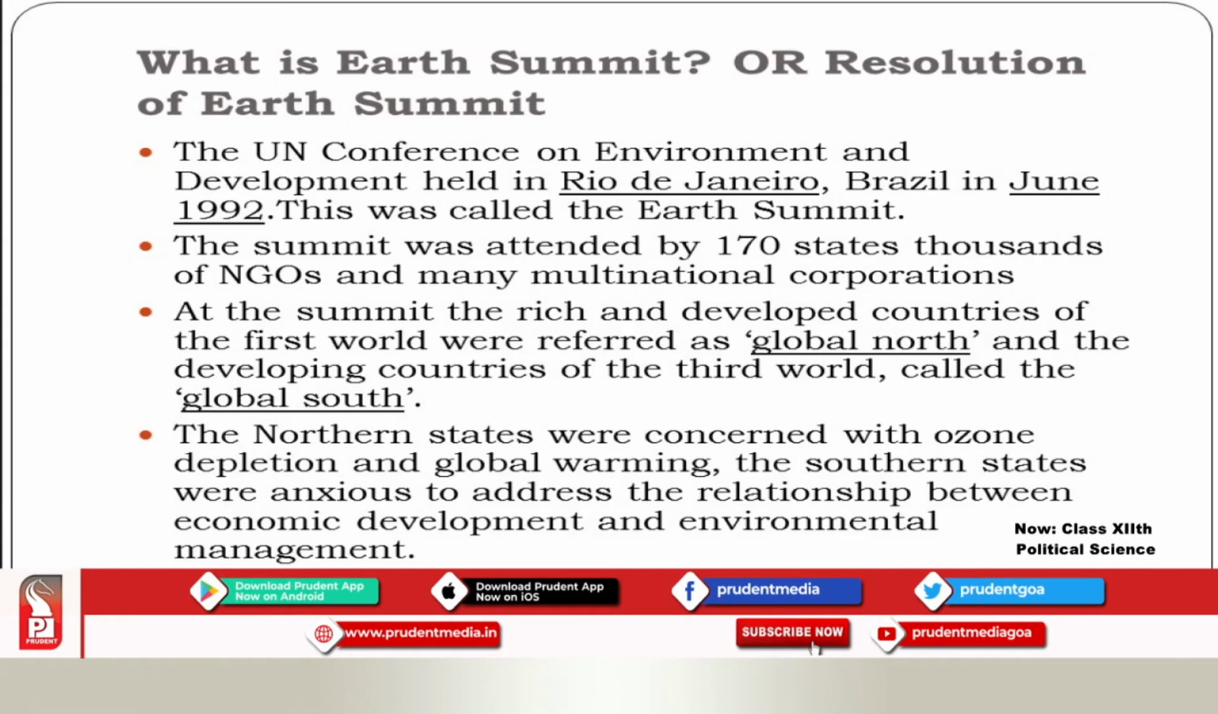At the summit, the rich and developed countries of the first world were referred to as the Global North, and the developing countries of the third world were called the Global South. The northern states, I mean the developed countries, were referred to as the Global North, and developing countries like India and the others were referred to as the Global South.